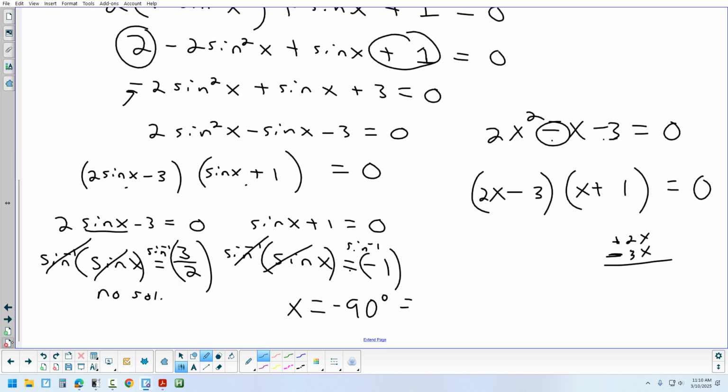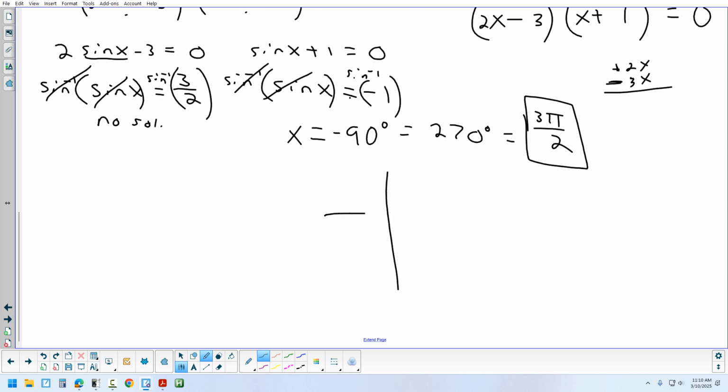How can you make negative 90 a positive number? Add 360. And if you add 360, what does that become? 270. Okay, so we made it positive. The other thing is they want it in radians. What's 270 degrees in radians? 3 pi over 2. And that's the answer, 3 pi over 2.